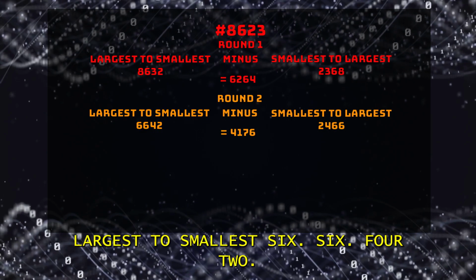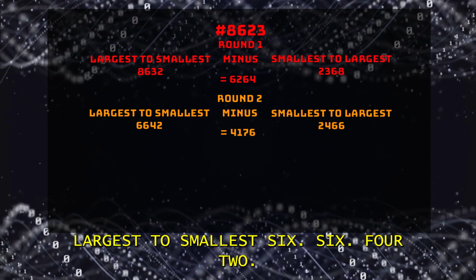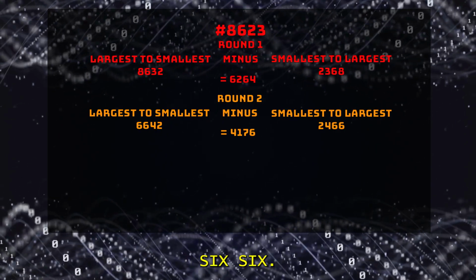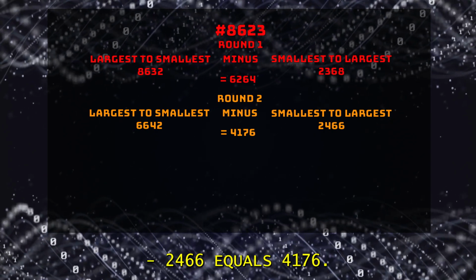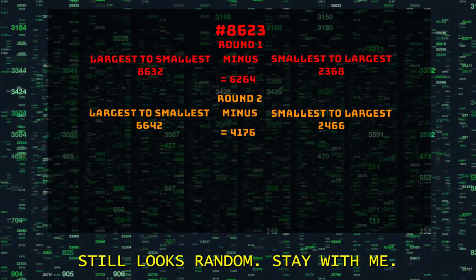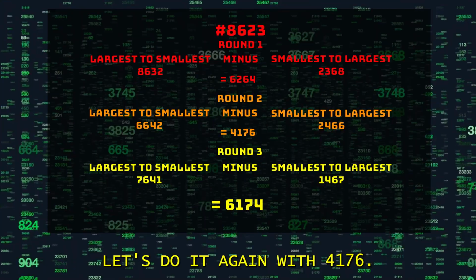Round 2, largest to smallest, 6, 6, 4, 2. Smallest to largest, 2, 4, 6, 6. Subtract: 6642 minus 2466 equals 4176. Still looks random. Stay with me. Let's do it again with 4176.